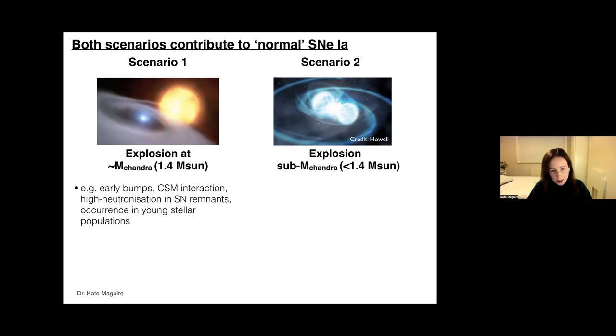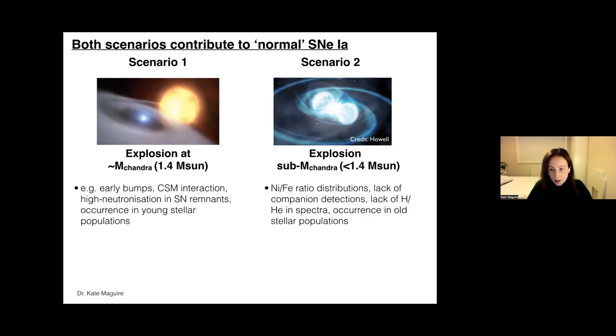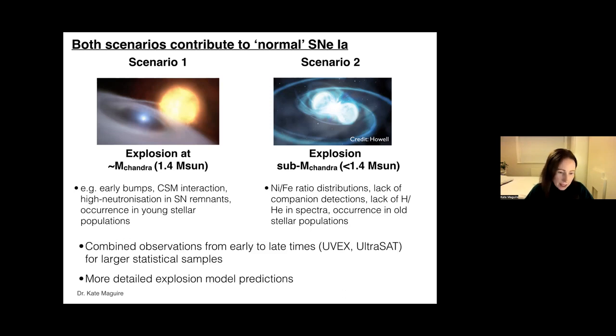With the early bumps, you can also see a CSM interaction, and there's some properties of supernova remnants that suggest these higher mass explosions. And you also get occurrence in younger stellar populations. On the other side, there's other evidence that suggests that there are explosions of sub-Chandra white dwarfs, so you can get these nickel over iron ratios, the lack of companion detections. We don't see hydrogen and helium in their spectra, so you need to be able to hide a non-degenerate companion star. And we also see type Ias in all stellar populations.